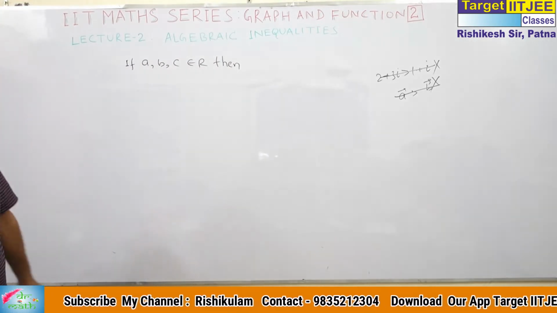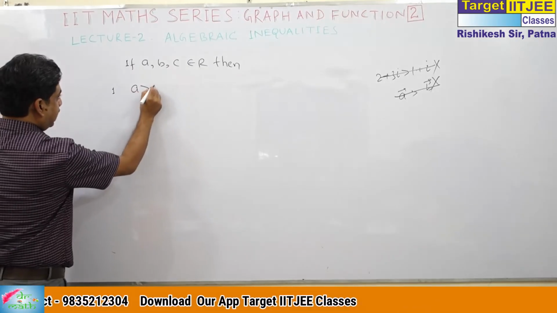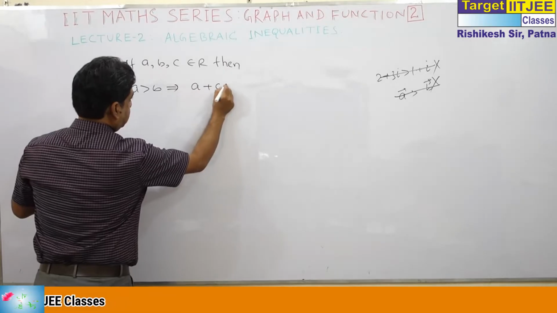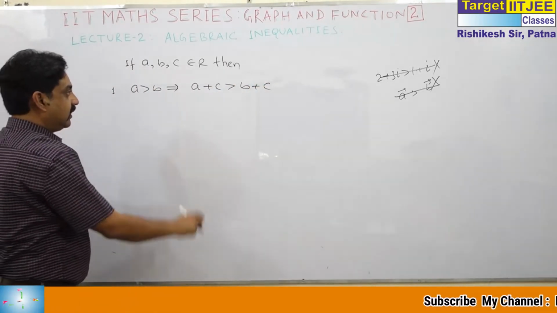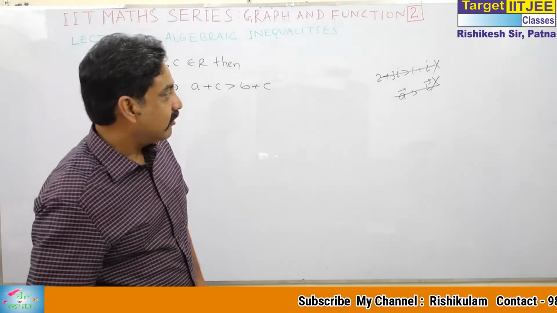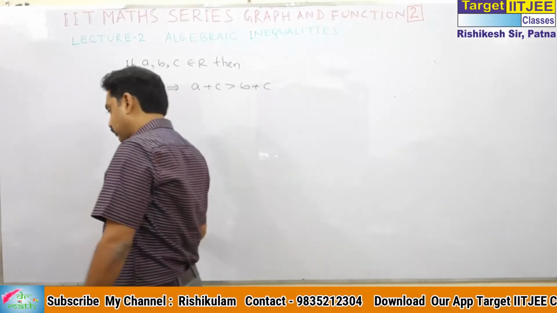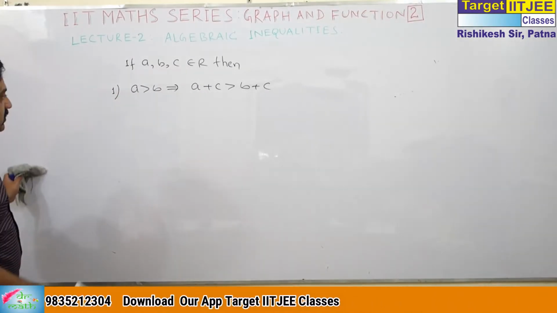Now, we start with point number 1. A greater than B implies A plus C greater than B plus C. It means in a given inequality, we can add or subtract the same real number and the inequality does not change. What we have to see is where the inequality changes and where it does not change.